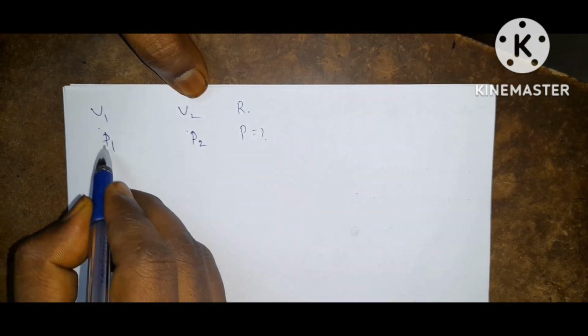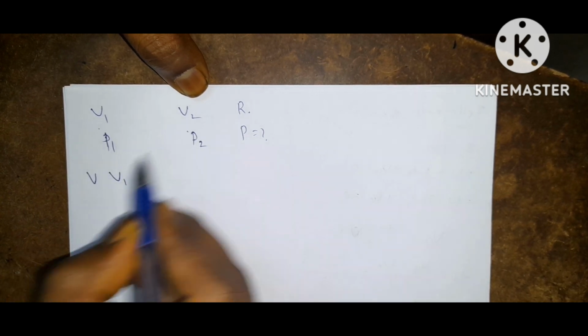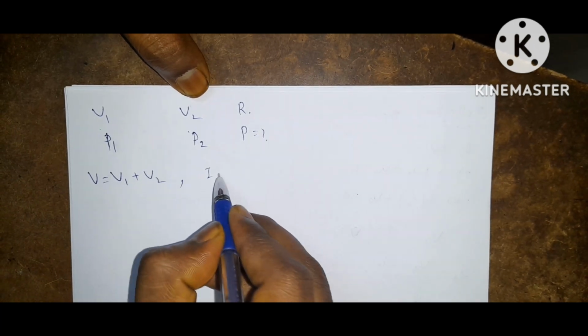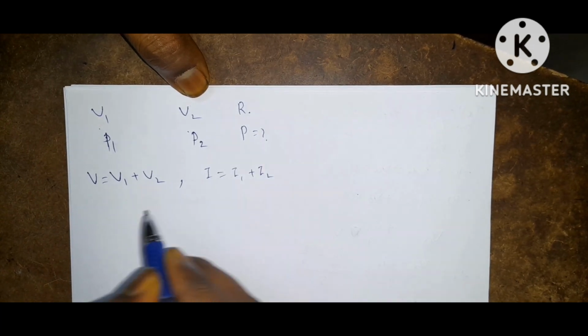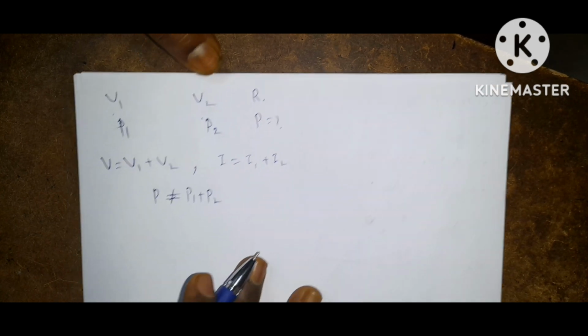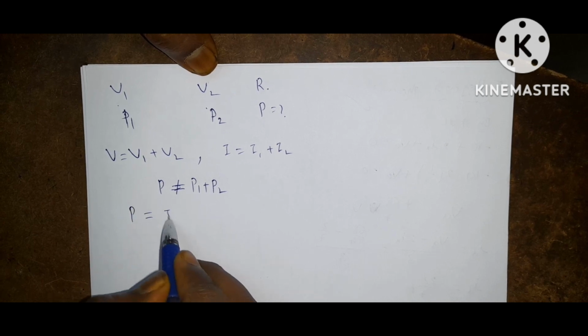So according to superposition theorem, what is the voltage across resistor? V is equal to V1 plus V2. I is equal to I1 plus I2. But P is not equal to P1 plus P2. Why? Because, what is the P formula? P is equal to I square R.